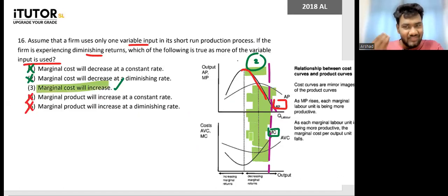It might look like a very tough MCQ. All you need to know is the diagram. If you know the diagram, it's a simple MCQ. That's all that I'm trying to say.